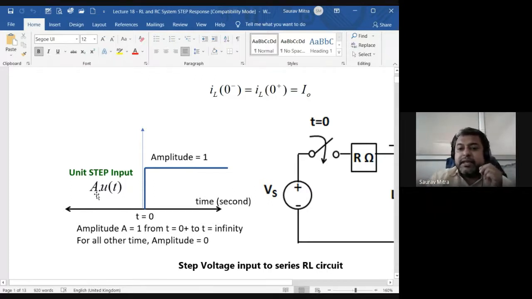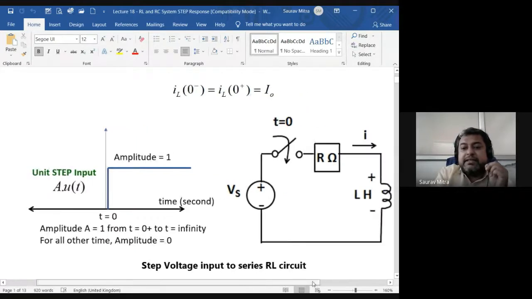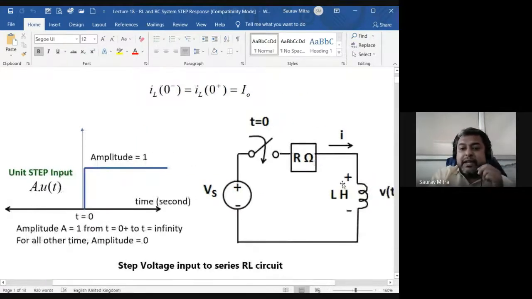In this case, we are trying to find the unit step input response for the RL circuit. You can see on the right side there is an RL circuit and the switch is closed at t equal to 0, and after that this unit step input will go into the R and L and something will happen in the circuit. What will happen in the circuit? We will see. That response is what we are supposed to find out. But the very important thing is to understand what unit step is.